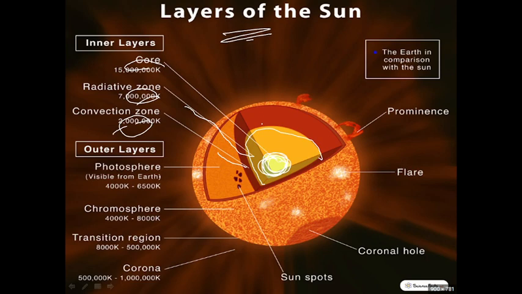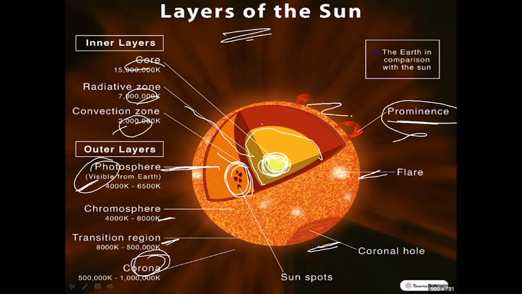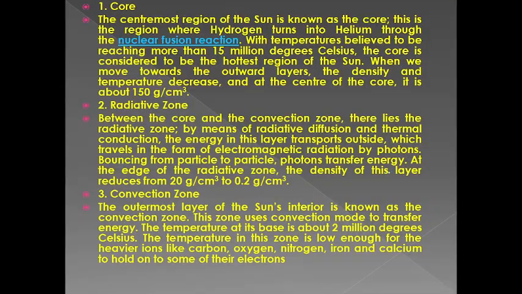You can see some more layers: the photosphere is one of the layers, which is visible from there. The next important layer is the chromosphere, then the transition zone, and the final one is the corona. You can also see some black spots called sunspots, and you also have coronal hole, flare, and prominence. So let us discuss all these in detail now. I am going to discuss everything, that is core, radiative zone, photosphere, chromosphere, corona, flares and all, in a very detailed manner.